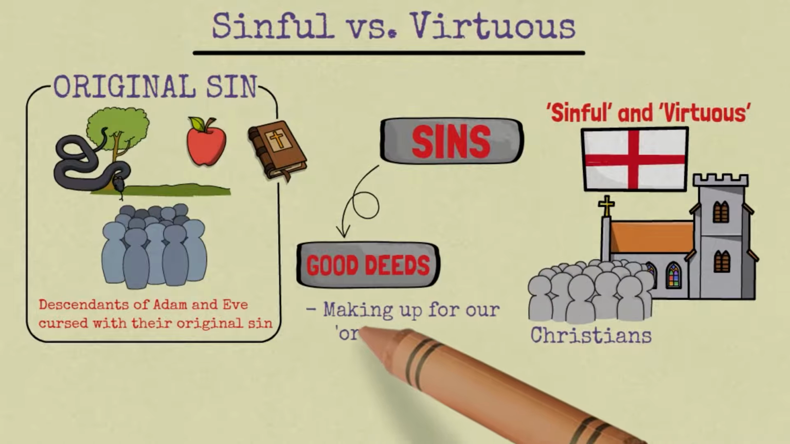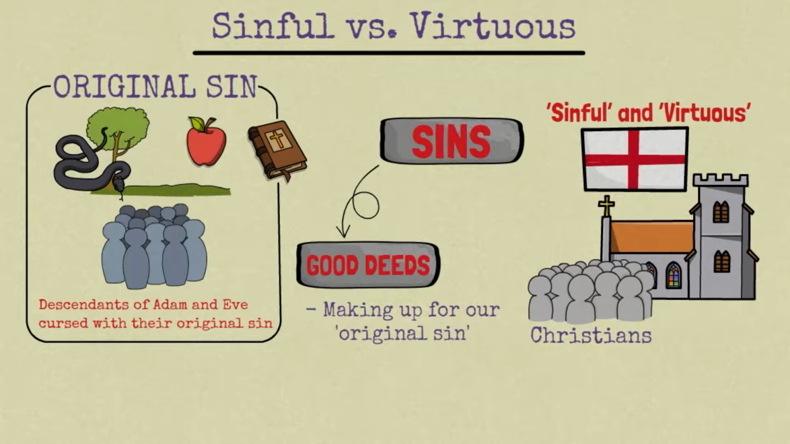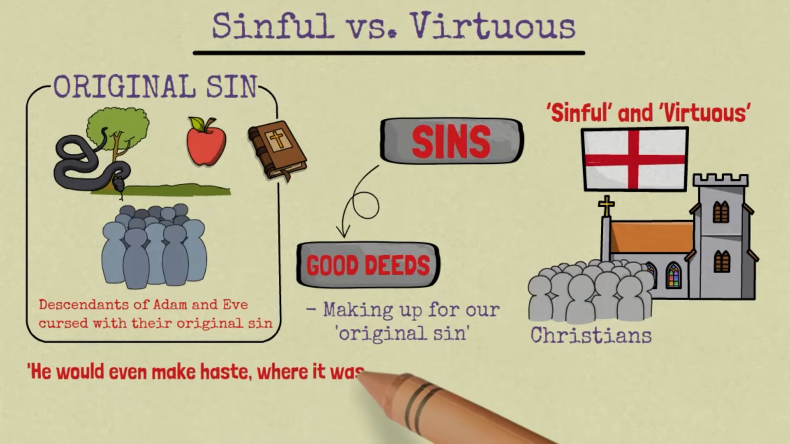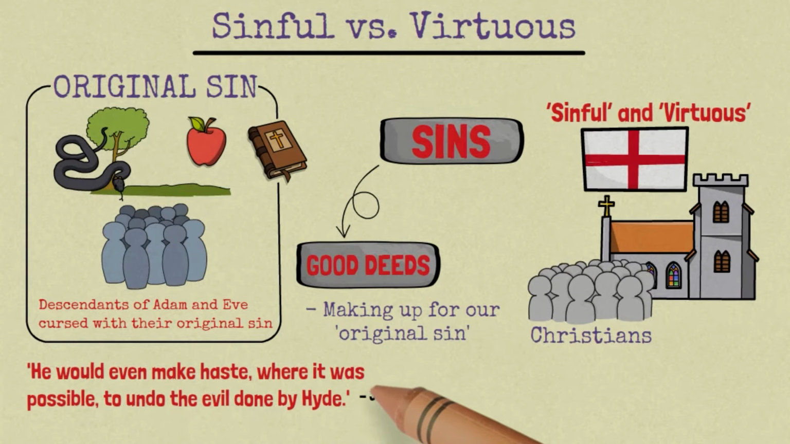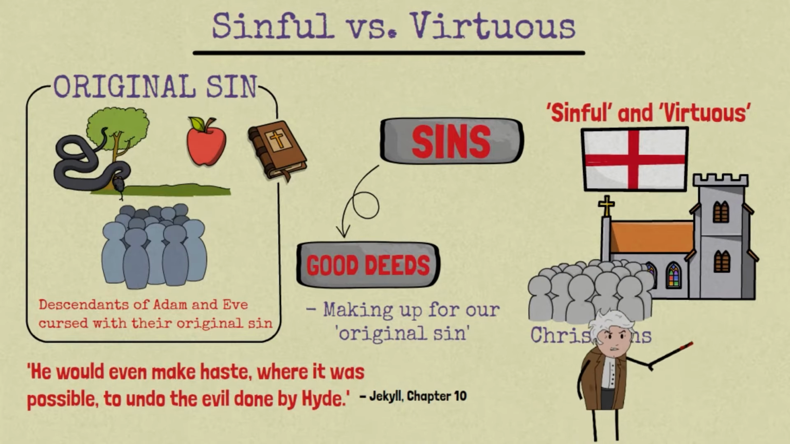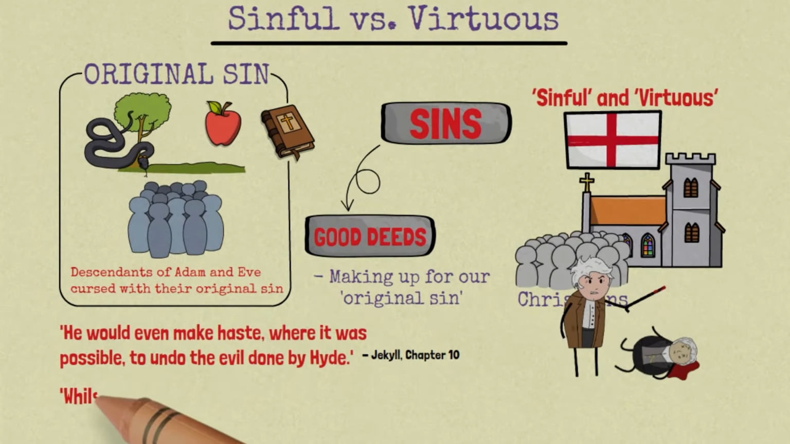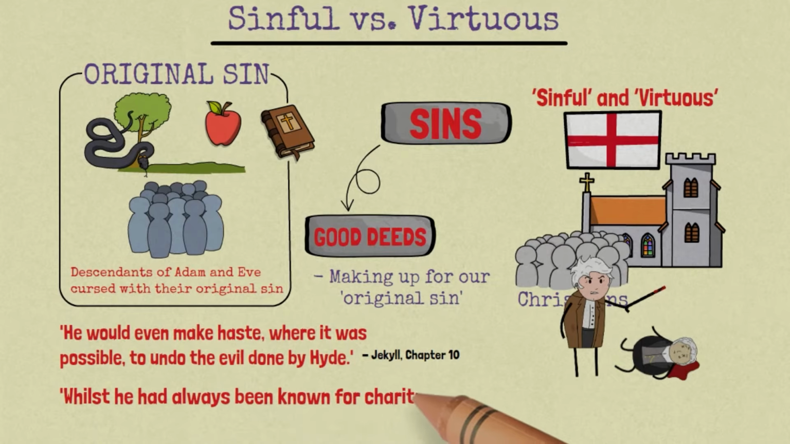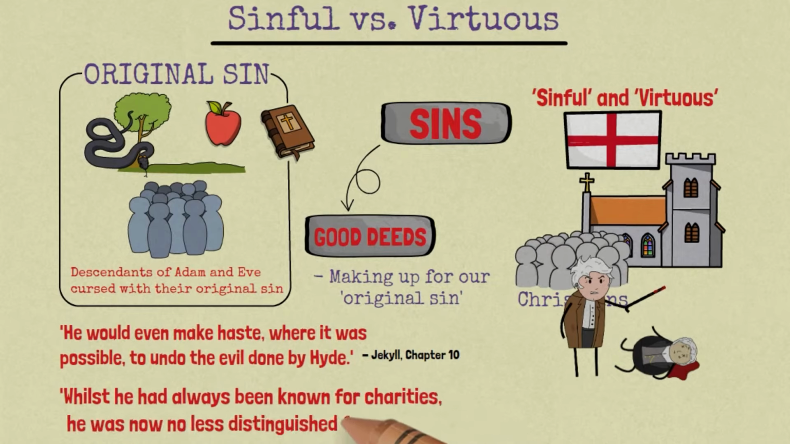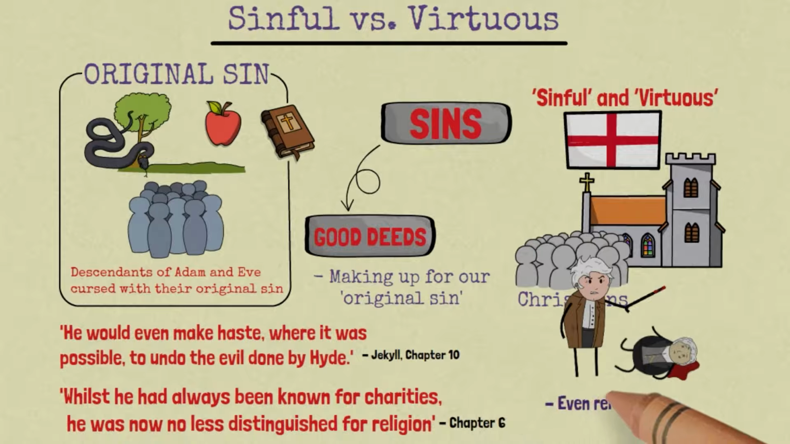Jekyll tries to make up for the sins of Hyde by performing good deeds, saying he would even make haste where it was possible to undo the evil done by Hyde. And after the murder of Sir Danvers, people noted that, whilst he had always been known for charities, he was now no less distinguished for religion. In this case, however, even religion cannot save Jekyll, as he has gone too far to the wrong side, and eventually his original sin takes over.